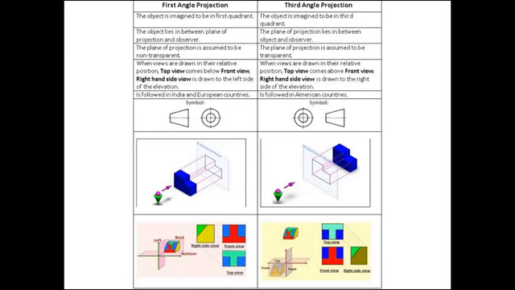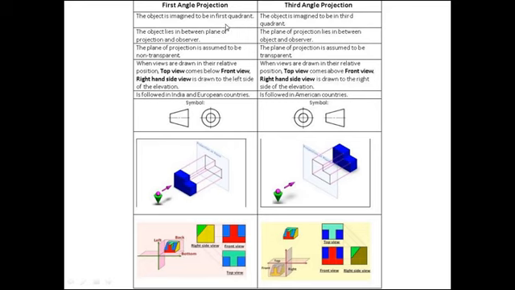We have understood by animation how first angle projection and third angle projection look. Now we have understood the orthographic projection concept. So now I have summarized all the views, the concept of first angle projection and the concept of third angle projection. I have also given two images here. By observing these images, we will understand the difference between first angle projection and third angle projection.